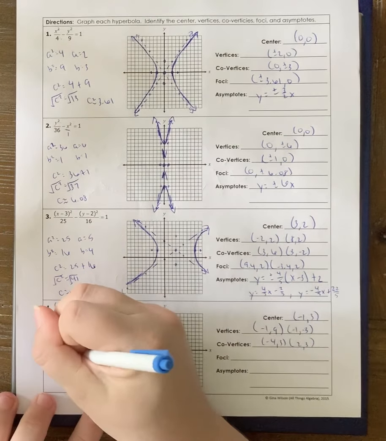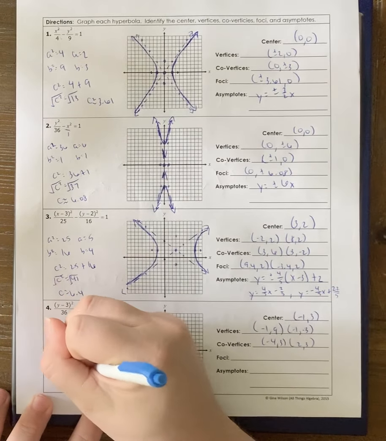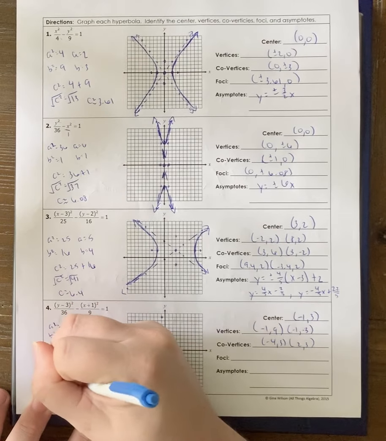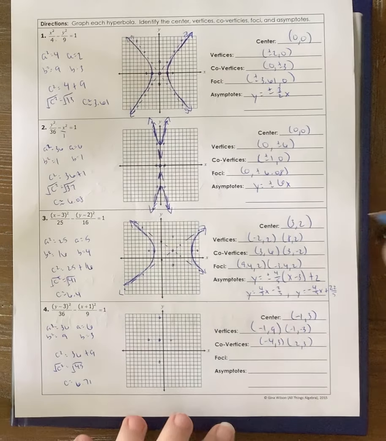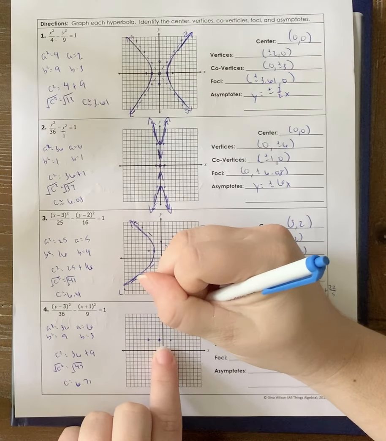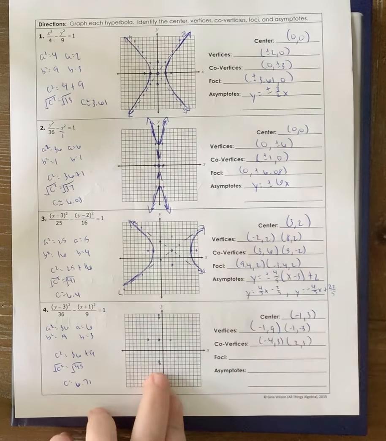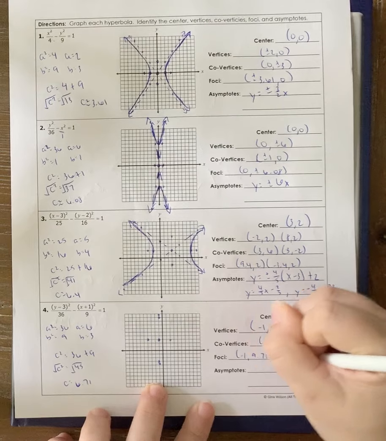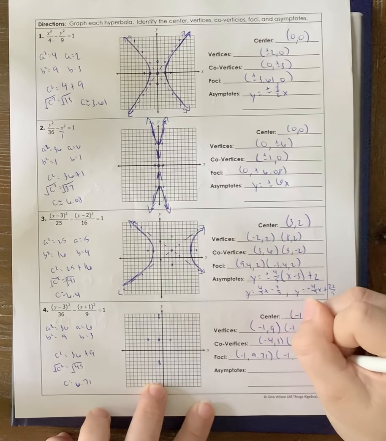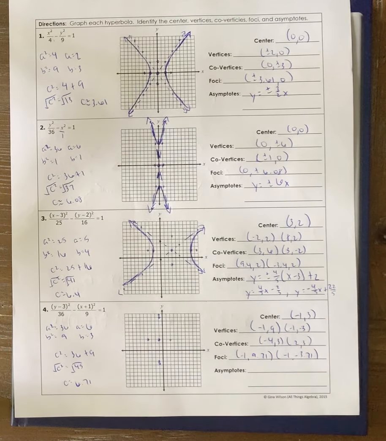Our foci, we have c squared equals 36 plus 9. 36 plus 9 is 45, so c squared equals 45. Take the square root of that. C equals 6.71. Okay, so we have 1, 2, 3, 4, 5, 6.71. Somewhere right in there. Okay, so those points are going to be negative 1, 9.71, and negative 1, negative 3.71.